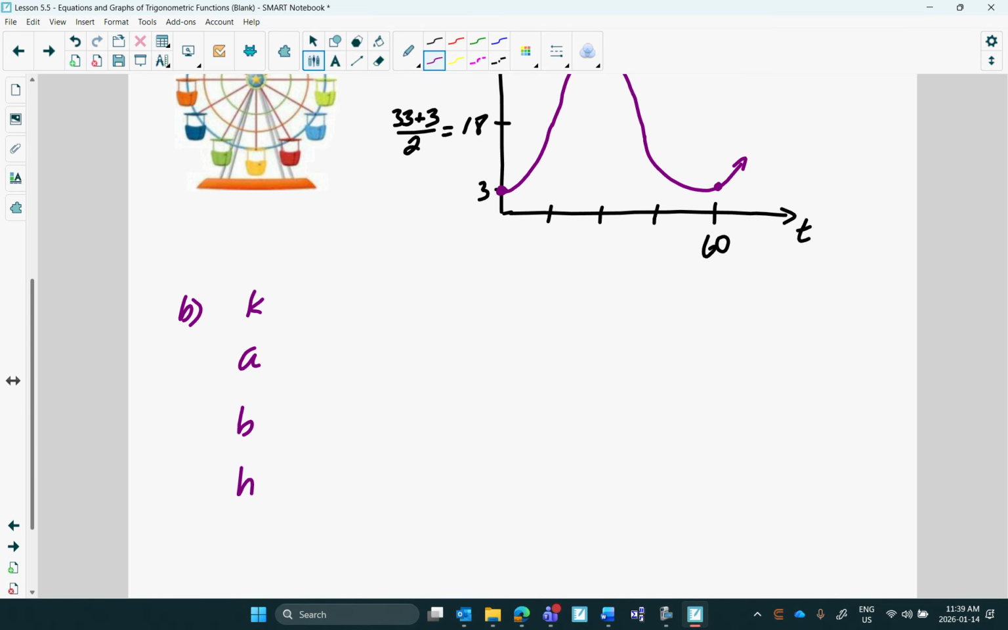K is the midline. Looking at our graph, what's the midline? 18. A is the amplitude. The distance from the midline either to the max or to the min. Doesn't matter. It's the same. 16. Does anybody want to share another answer? 15.